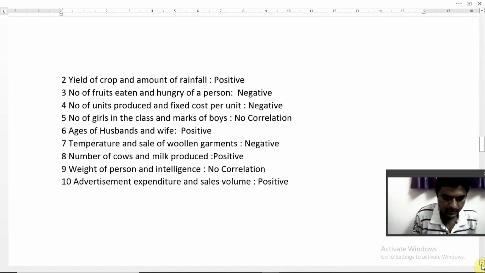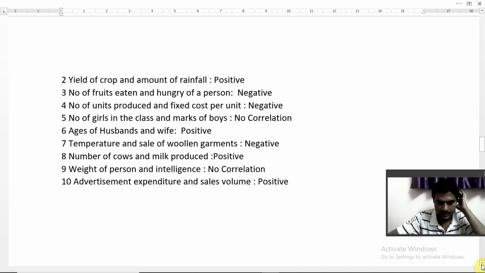Number of fruits eaten and hunger of a person. Yes, it is a negative correlation, because the more fruits eaten, the hunger drops. No, hunger will decrease, so there is a negative correlation. Now in the next example, you can see number of units produced and fixed cost per unit.